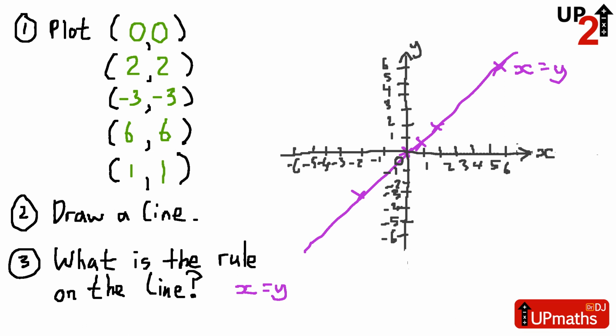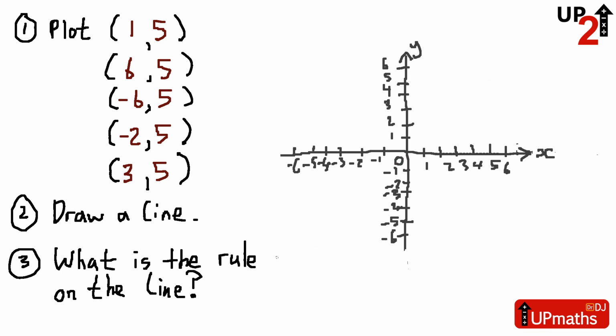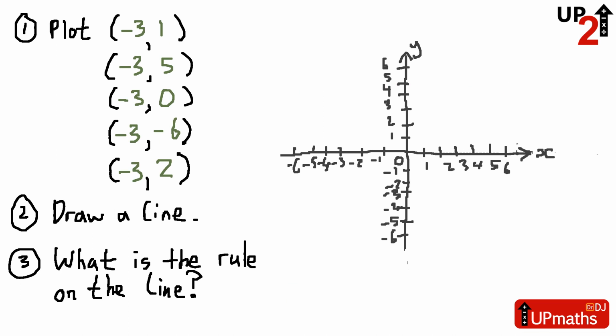And this is how graphs work. When we draw a line, we're just connecting points that kind of share a rule. Pause the video if you like, have a go in your own time. I'm going to start having a go now. 1, 5, 6, 5, minus 6, 5, minus 2, 5, 3, 5. I'm going to draw a line. What's the rule here? One of the rules is I haven't drawn the line very well. That would be everywhere on the line y equals 5. So I could, because it's kind of often traditional, you write the name of the line next to the line. You don't have to, because it didn't specify in the question.